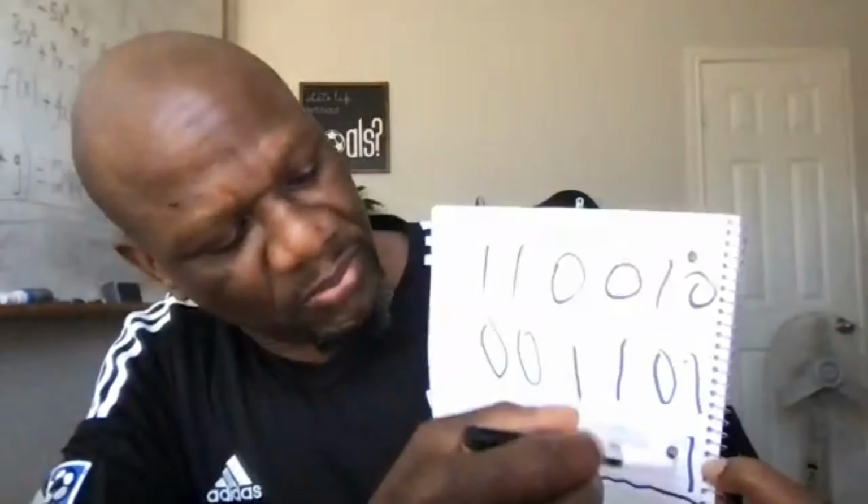One, one, zero, one. That's the one's complement. And now to get the two's complement, we basically add one here. Okay, do the addition. And then 1 + 1 equals to? 0.